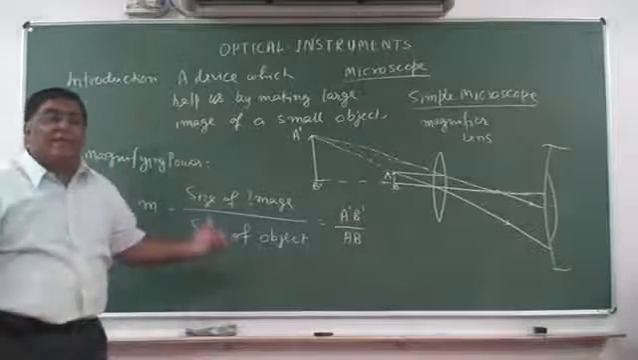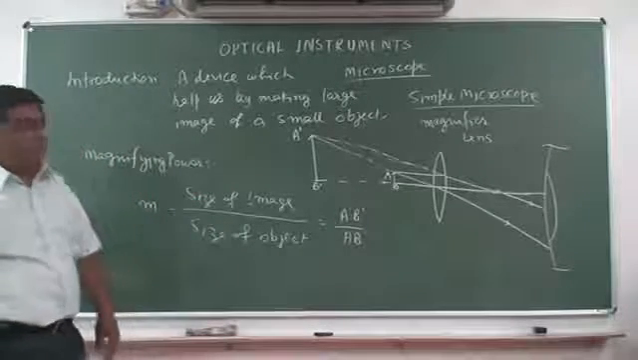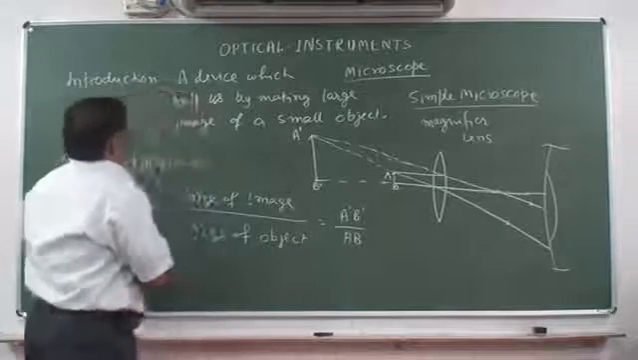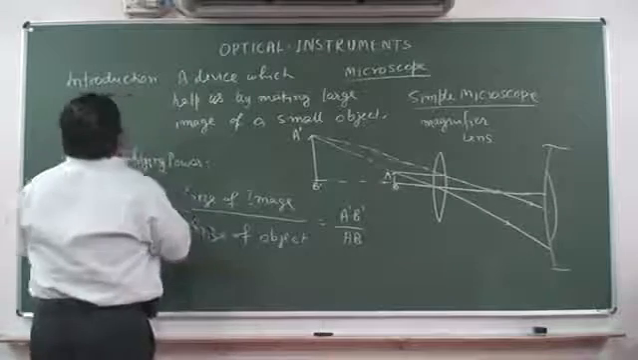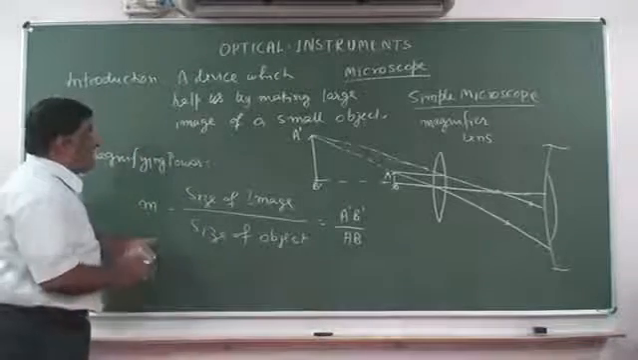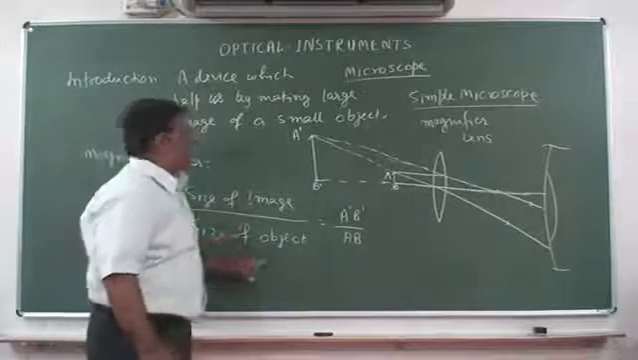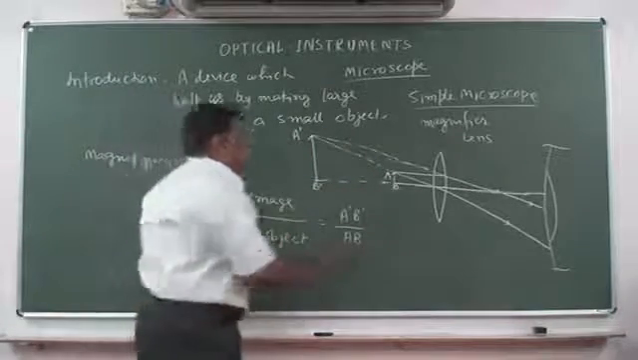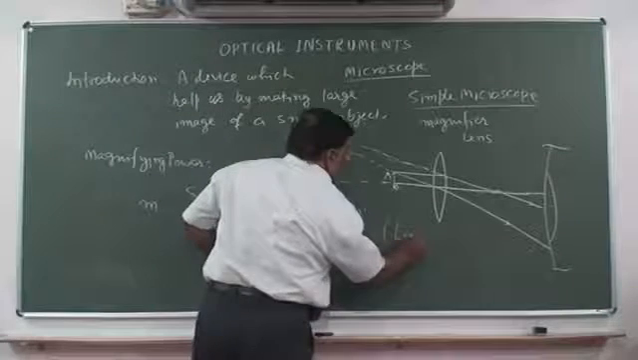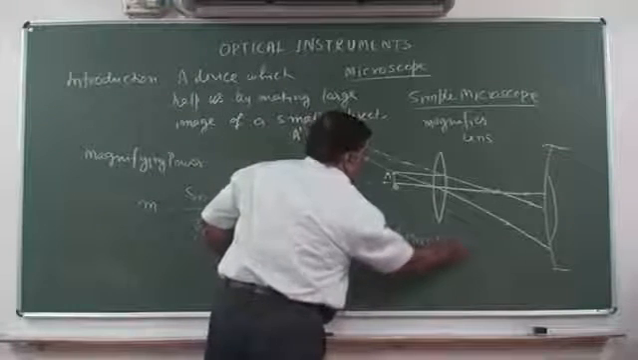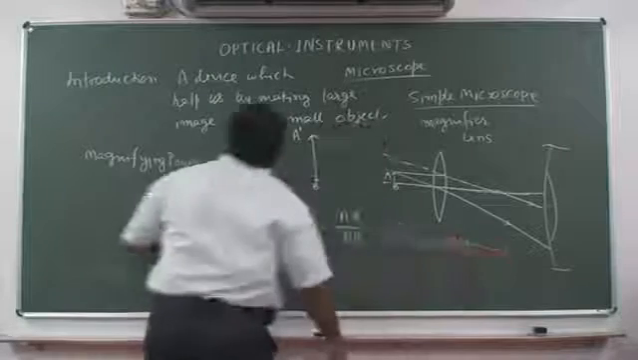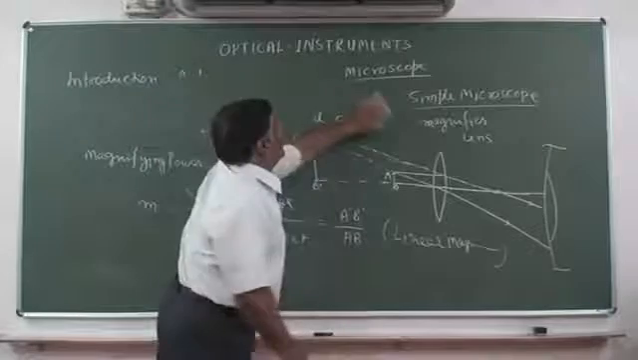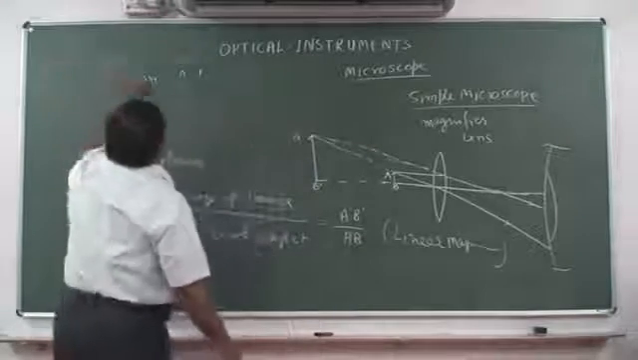Okay, there is another way of defining magnifying power. We call it angular magnification. In this magnification, size of the image and size of the object are taken as a line. So we can say that this is a linear magnification. Linear magnification. Now, if we are observing an object and it comes near to us, what will happen?